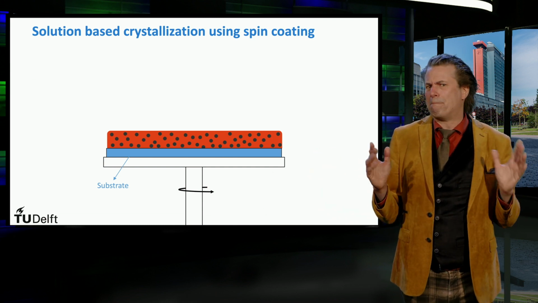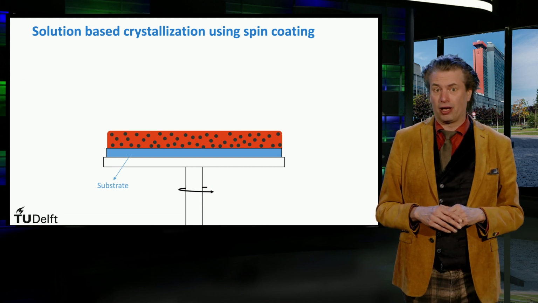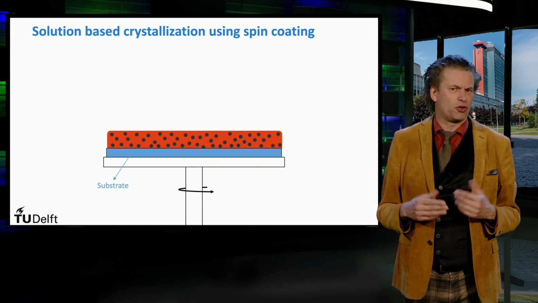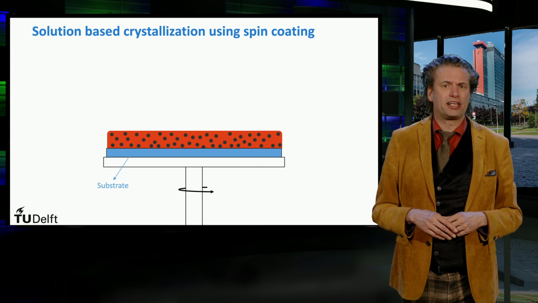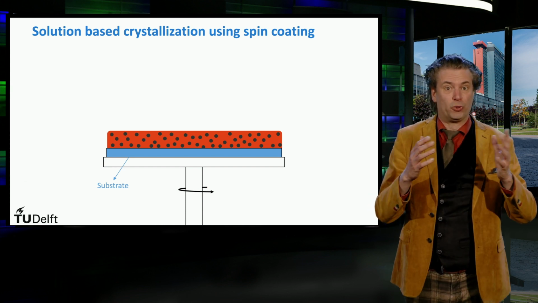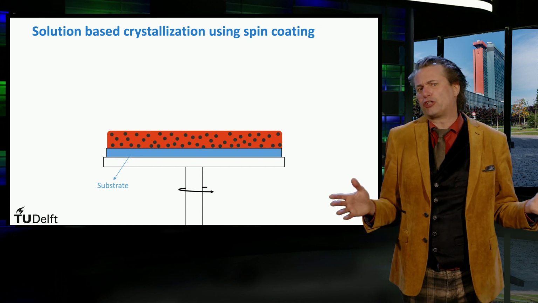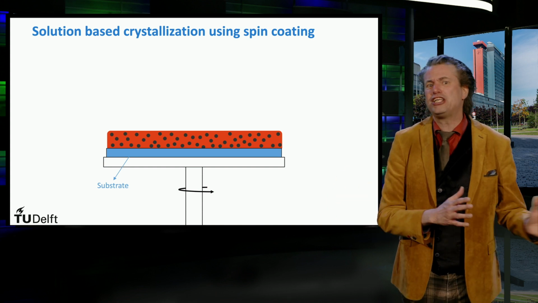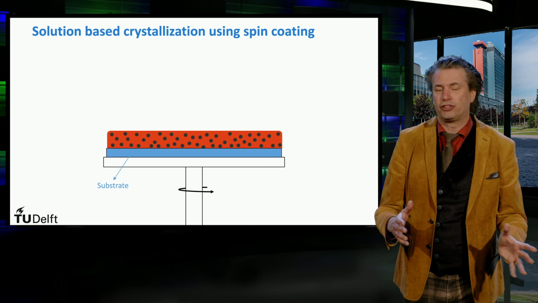So many other methods have been reported, like blade coating, slot die coating, spray coating, inkjet printing, co-evaporation, flash evaporation, and pulsed laser deposition. Note that some processing methods are easier to scale up to industrial levels than other methods.